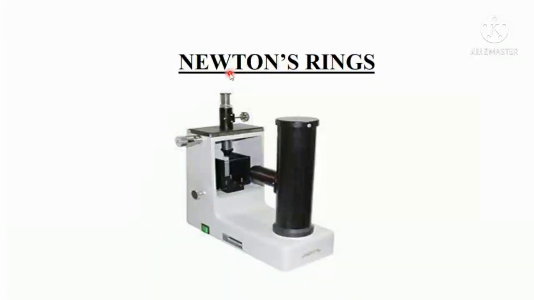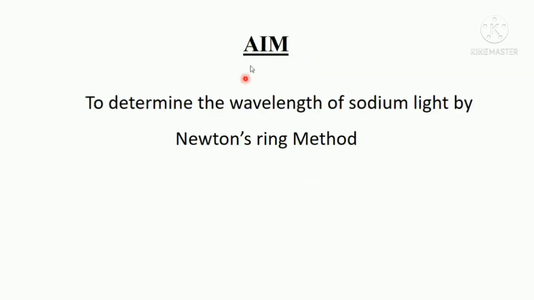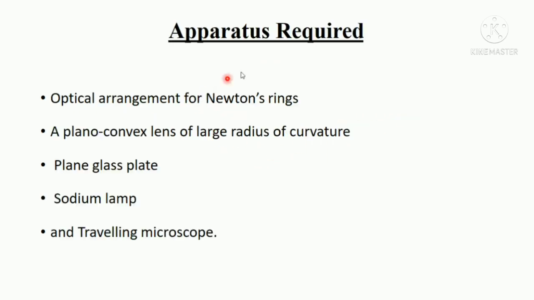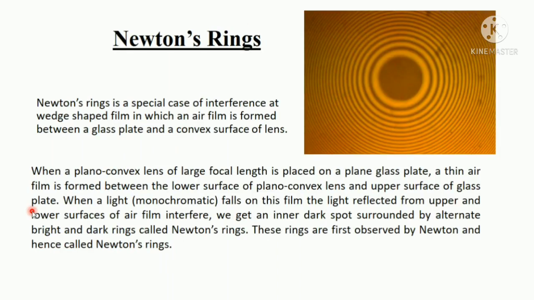Hello friends, today we will be discussing an experiment of Newton's ring. The aim of the experiment is to determine the wavelength of sodium light by Newton's ring method. The apparatus we will require here is an optical arrangement for Newton's ring, a plano-convex lens of large radius of curvature, two plain glass plates, a sodium lamp and a travelling microscope.